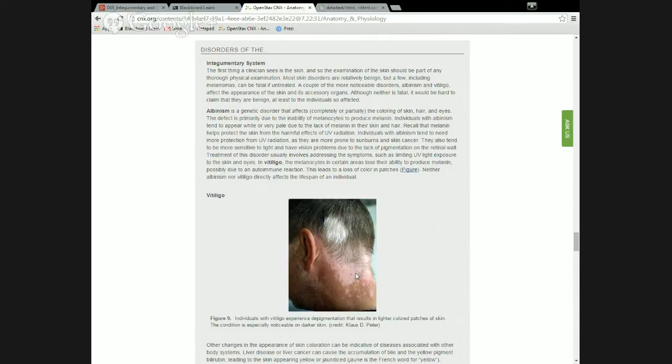And so probably what happened is he was embarrassed to have vitiligo, so he just made all of his skin lighter to hide the vitiligo patches or something like that. I had a friend in high school with vitiligo.